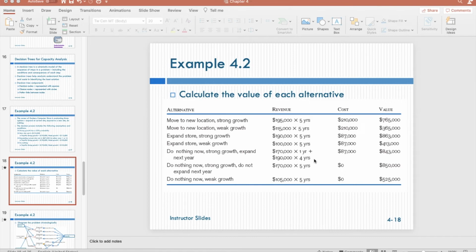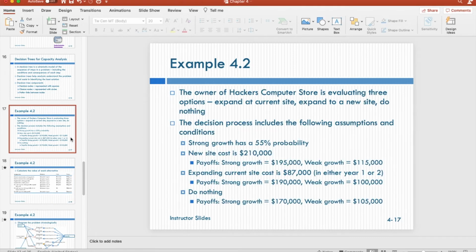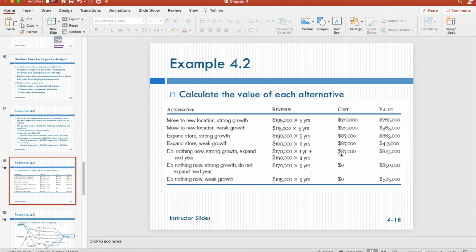And then what is the cost? Remember, the expansion on current site cost is 87,000, which is a one-time cost. That's why you see the cost will be 87,000. That's why the value is showing here. And then let's say if you do nothing now and fortunately you see the strong growth, but if finally you decide not to expand anyway, then what is the corresponding revenue? Very simple.